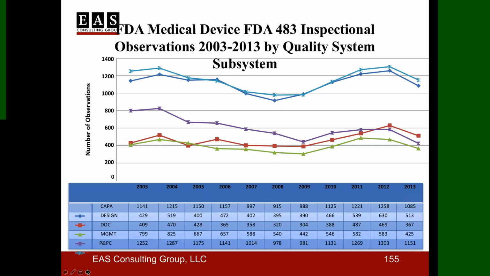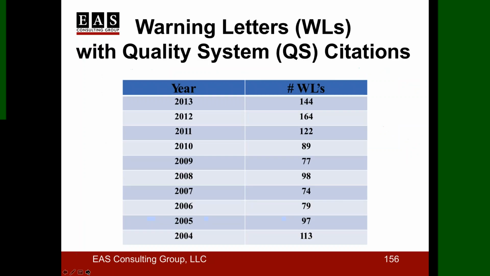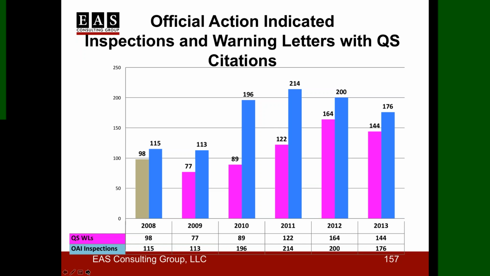And again, like I said, they flip back and forth depending upon compliance or non-compliance by company. So usually, CAPA and design controls are the first two that are the major. Then documentation change control, management controls, and production process controls are lower, but that doesn't mean you have to ignore them. So here are examples of the different warning letters that were issued every year.